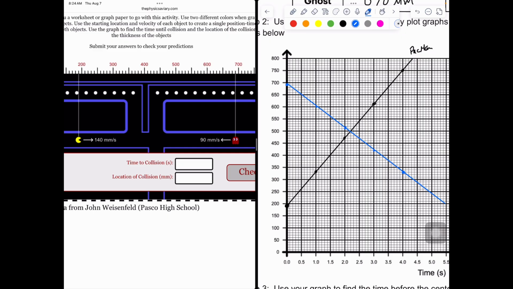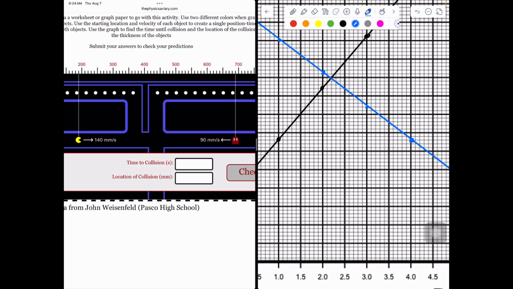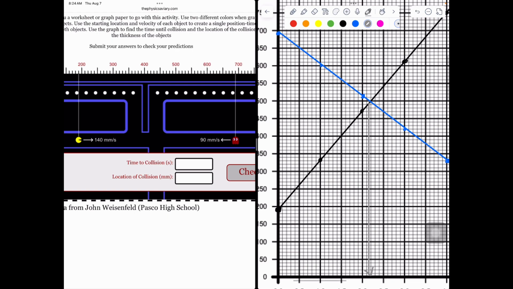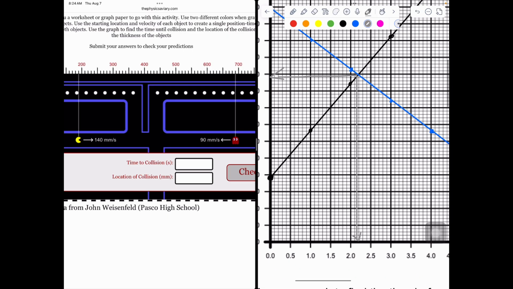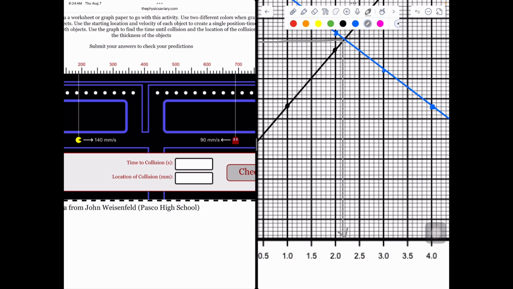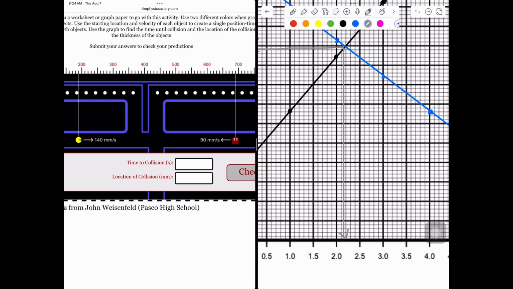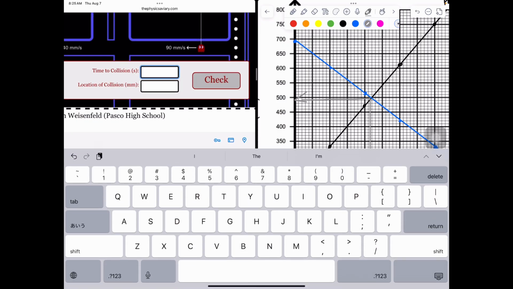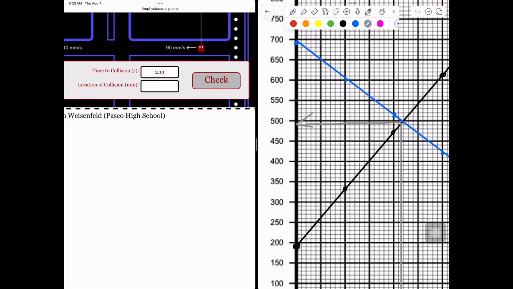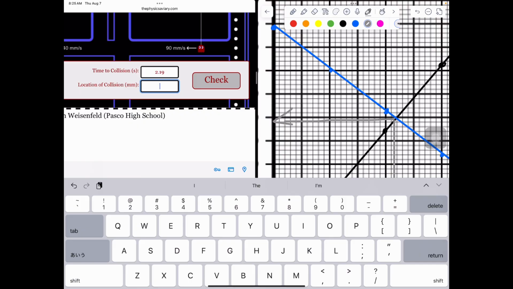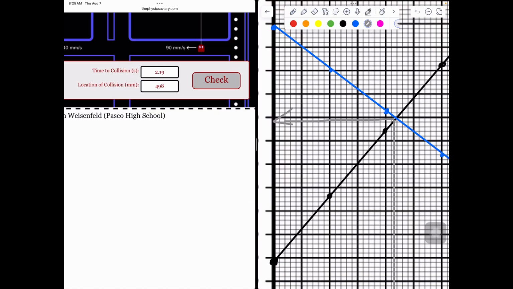Now really to finish off this problem, all you're going to do is estimate as best you can the time of collision, which would be there, and the position where the collision occurs, which would be right there. I can see the time for my collision is almost about 2.2, so I'm going to say 2.19. And then my location of collision is almost 500, so I'm going to say like 498, something like that.